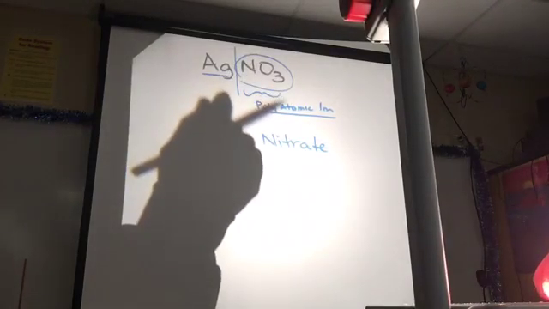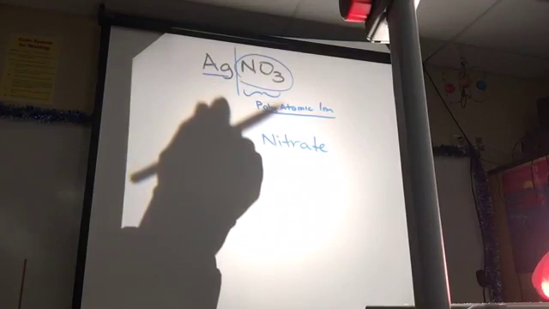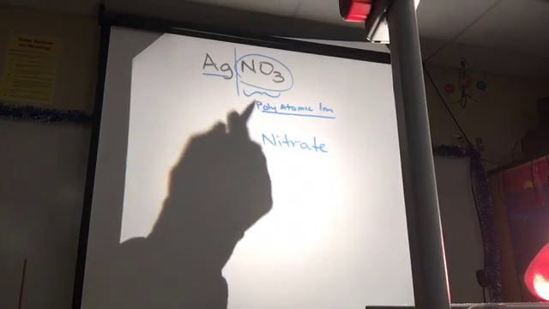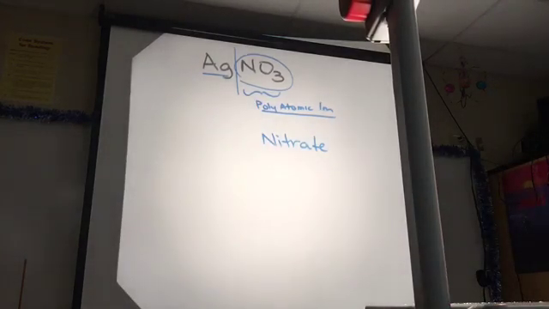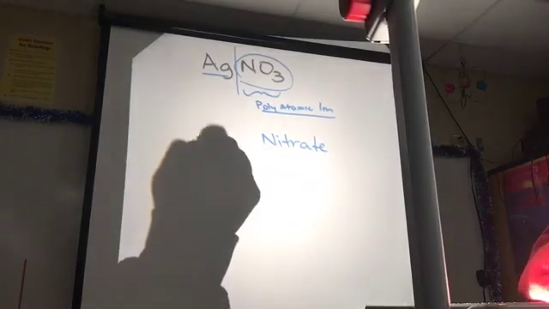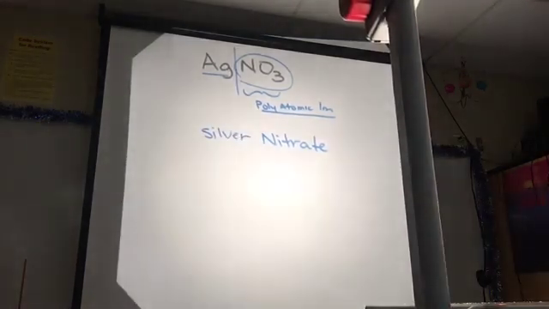Next question is, does the metal have more than one charge? Does silver have more than one charge? No. So what type of compound is this? Follow your chart down. It's a type 1 polyatomic compound. So you just name it as you see it. Silver nitrate. Does that make sense? Are we okay with this a little bit?